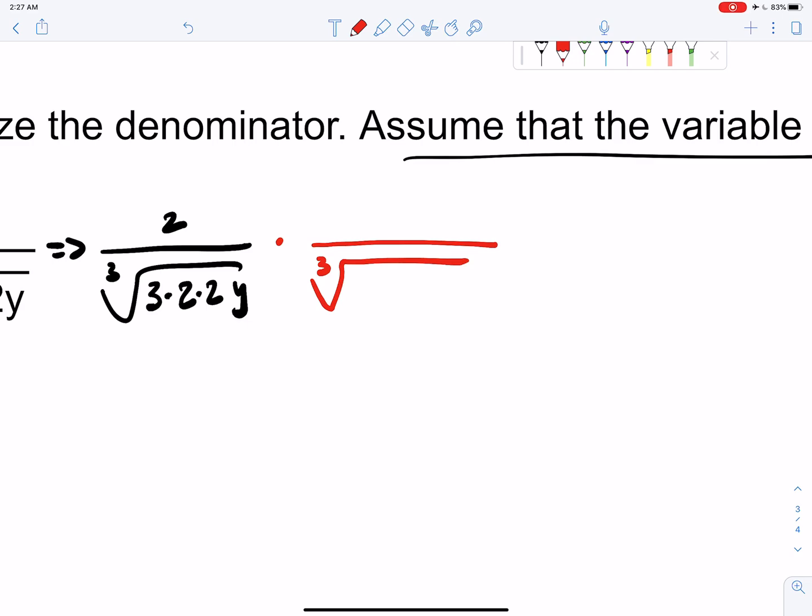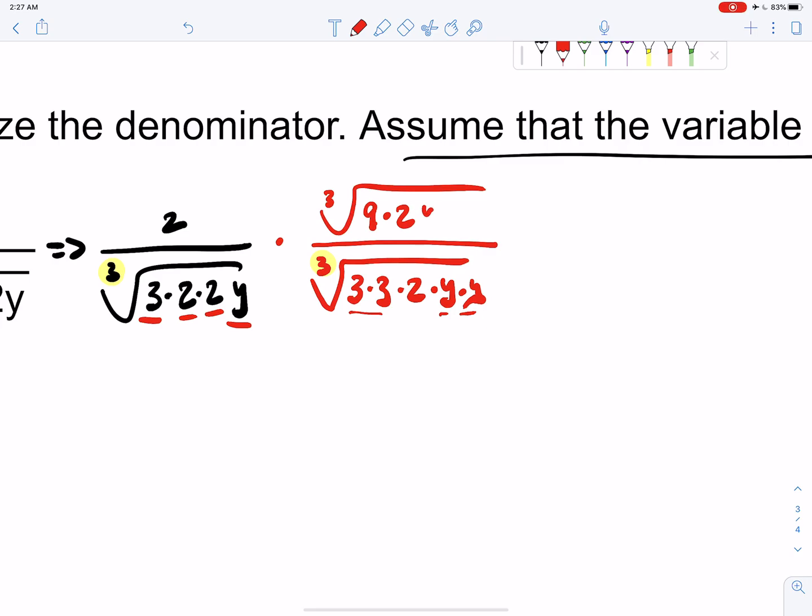Well, once again, you have to know the game is cube roots, so you need to have 3 of the same. I've got 1 3, I need 2 more. I've got 1 2 2, so I need 1 more 2. I've got 1 y, I need 2 more to make a total of 3, which makes those all perfect cubes. So now up top, just do that again, but let's multiply 3 times 3 is 9, times 2, I should have multiplied that together.